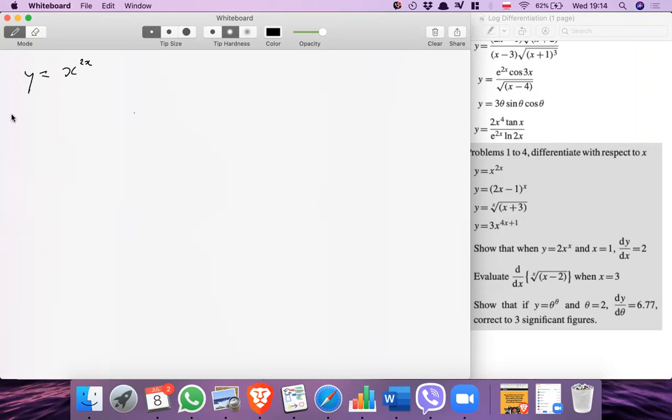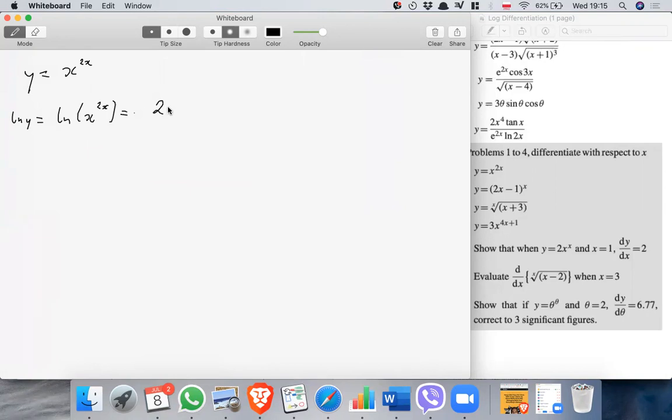So take log of both sides, ln y equals ln of x to the 2x, and that will turn into 2x ln of x. What you can notice over here is that we have a product of 2 functions, 2x multiplied by ln x. So we have to apply the product rule.